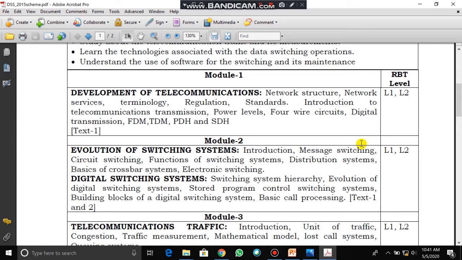And we discussed digital transmissions, how the data will be transmitted digitally, and the differences between analog and digital transmissions. We discussed some of the digital transmissions like frequency division multiplexing, time division multiplexing, PDH, SDH. So all this we discussed.